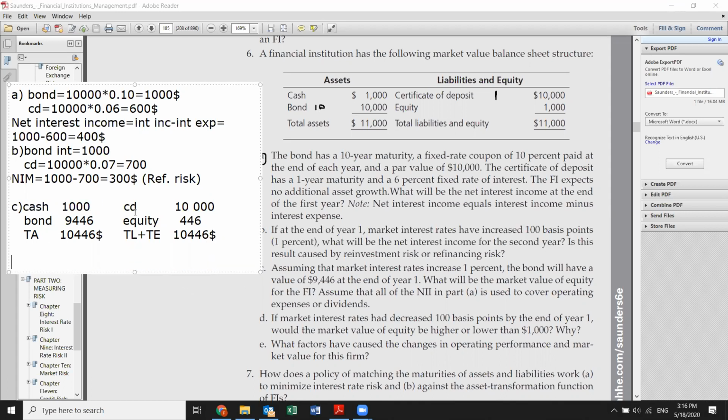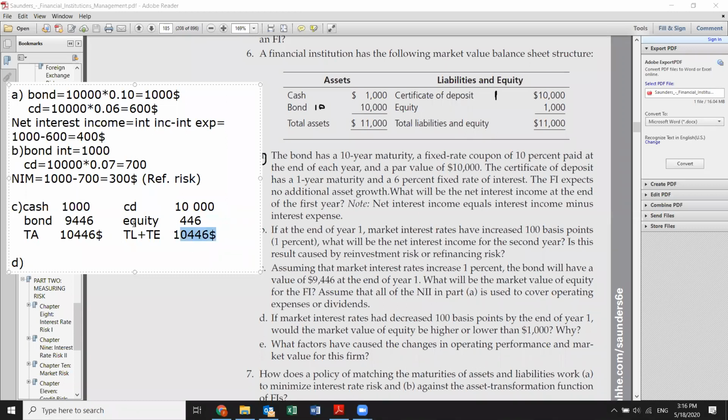So it's part D. If market interest rate had decreased by 100 basis points at the end of the year, so if the reduction happened, what would the market value of equity be, higher or lower than 1,000? So your answer? Higher. Higher, because there is an inverse relationship between the bond value and interest rates.